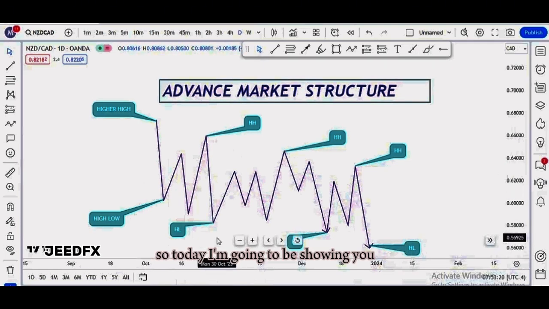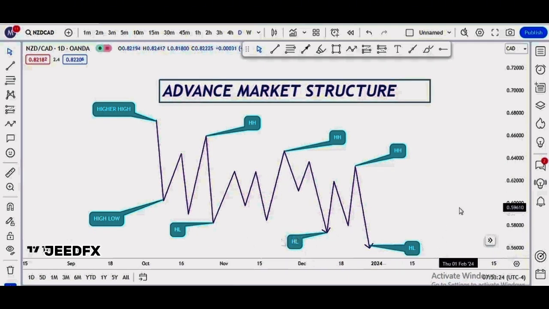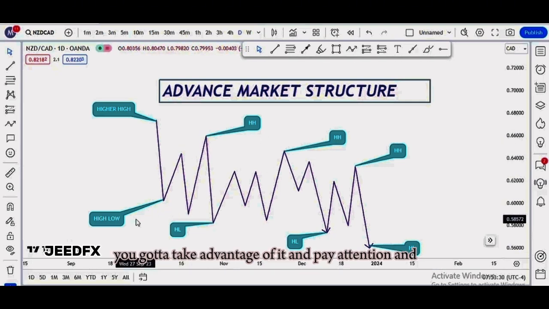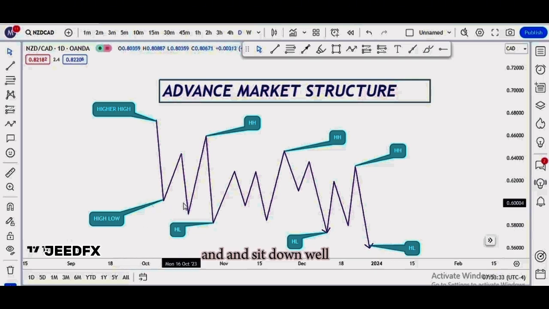So today I'm going to be showing you what you need to know. So you gotta take advantage of it and pay attention and sit down well. If you know you are in a place where you're not comfortable digesting the information well, you can move away from wherever you are, if you know you're not going to grasp this information. It's an opportunity for you. I know what I'm giving out, and you have to pay more attention to it. You have to pay more attention. You cannot find anyone that will simplify market structure for you this way.